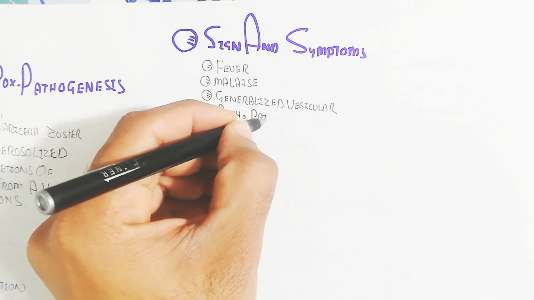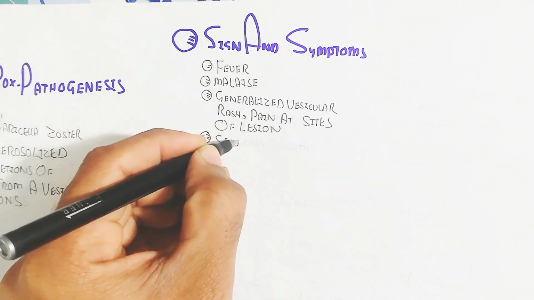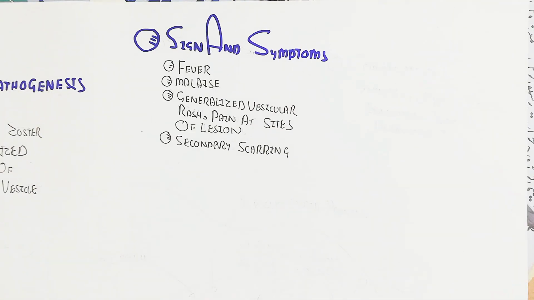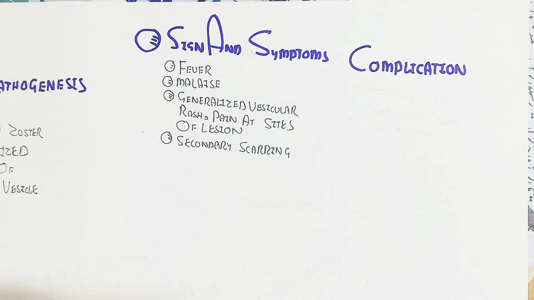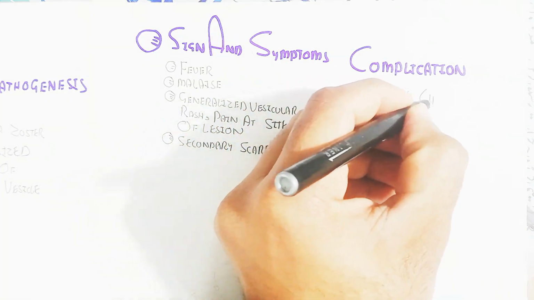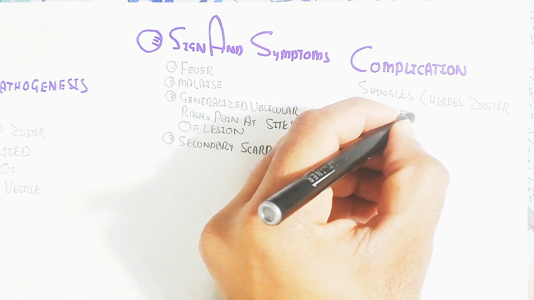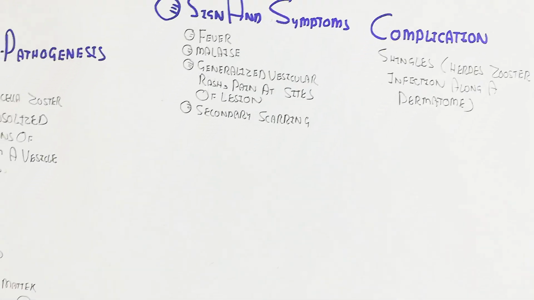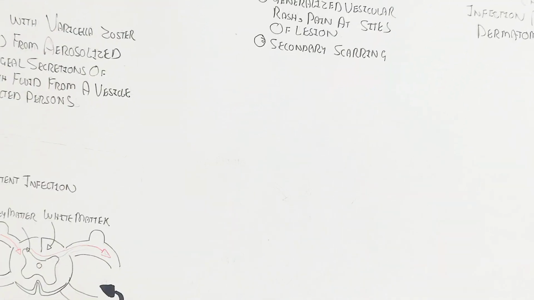The lesion can cause pain, and it can progress more if we do not get treatment. Secondary scarring formation will occur in the skin. The complication is shingles. Shingles is the herpes zoster infection along a dermatome. Anyhow, now we will discuss the cellular pathway, how it can replicate and how it can act. So we will discuss the mode of action of this virus.